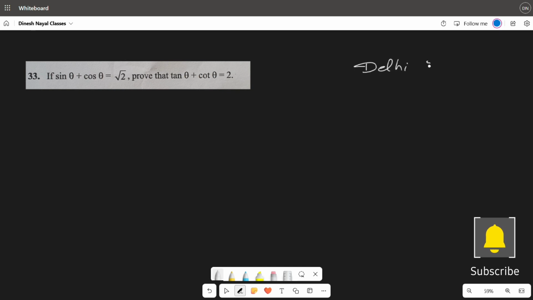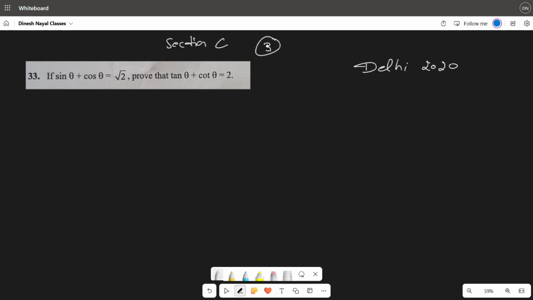Delhi year was 2020, and this is from section C, and this is a 3-marker question. Okay, so the question is, if sin theta plus cos theta is root 2, prove that tan theta plus cot theta is 2. So let's start with sin theta plus cos theta, which equals root 2.